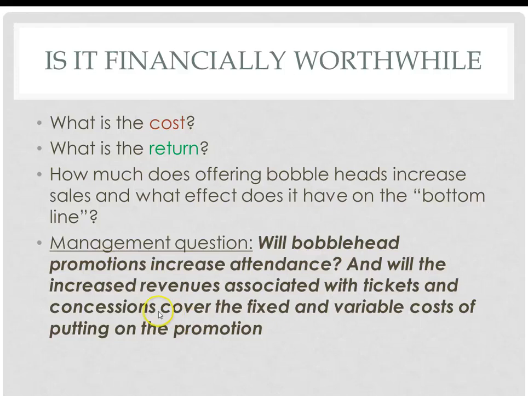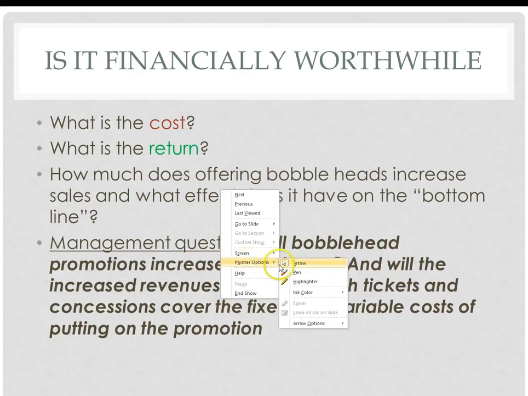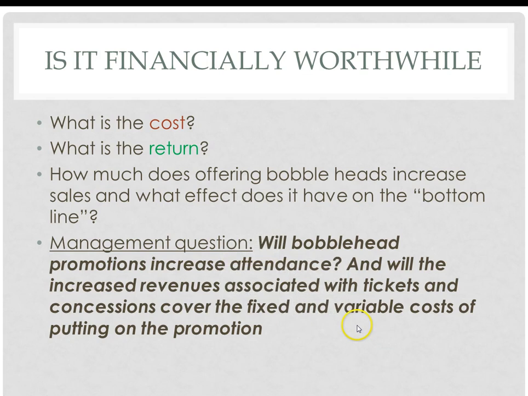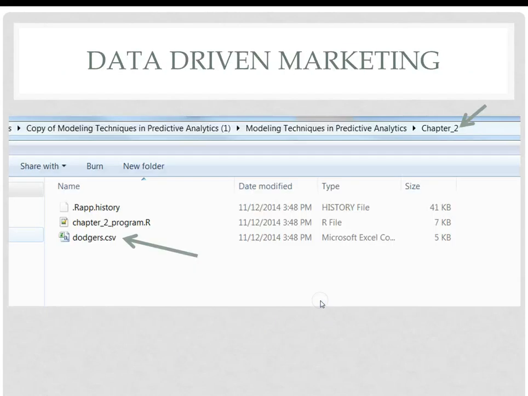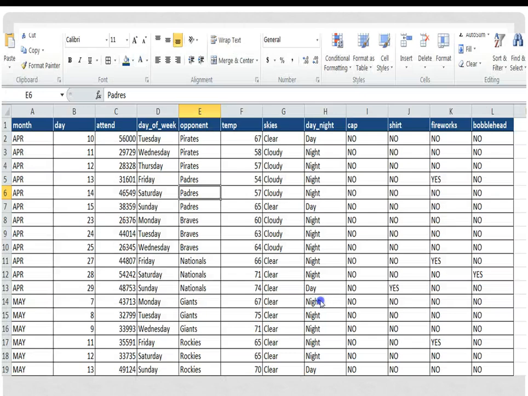By the way, anybody know what concessions means? Not only are there ticket sales, but people are selling hot dogs and beer and Coke and things, and they also make money from that. Those are called concessions. And will the increased revenues associated with tickets and concessions cover the fixed and variable costs of putting on the promotion? Okay, so we use this data set.